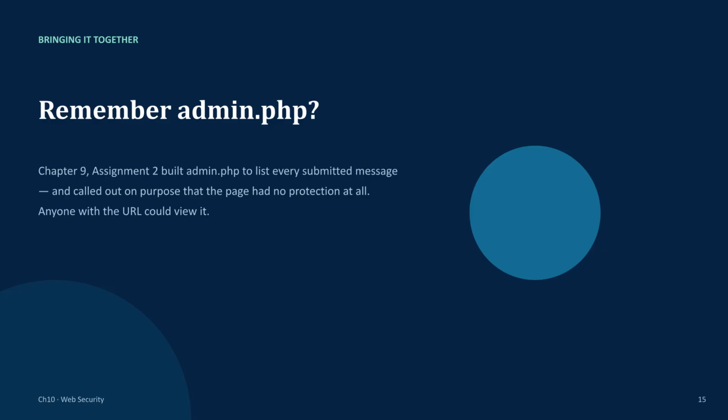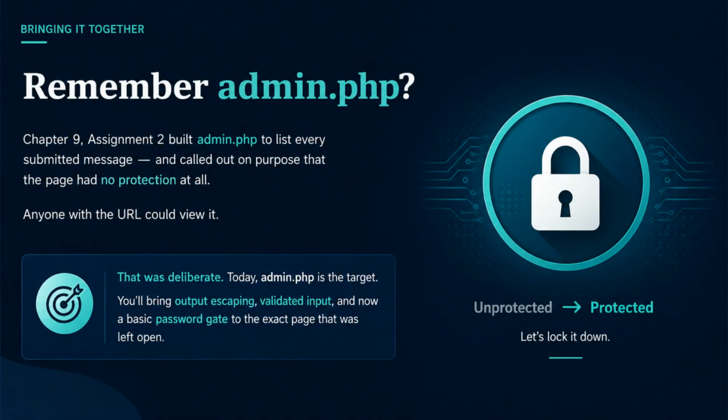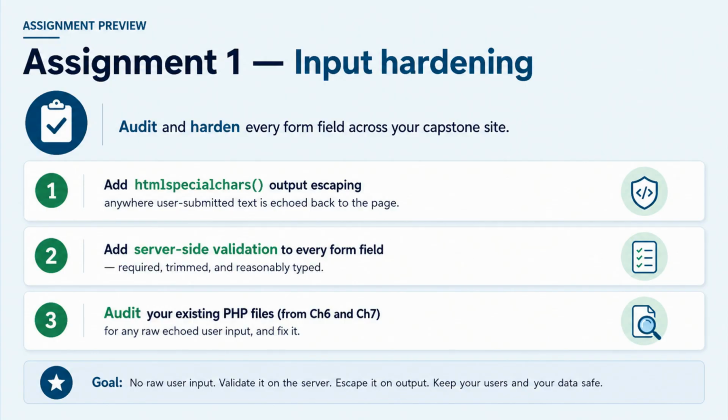This is a good moment to have students actually pull up their own admin.php from Chapter 9 if time and setup allow. Seeing their own unprotected page makes the rest of the chapter concrete rather than theoretical. Assignment 1 covers input hardening across the entire capstone site, not just one page.